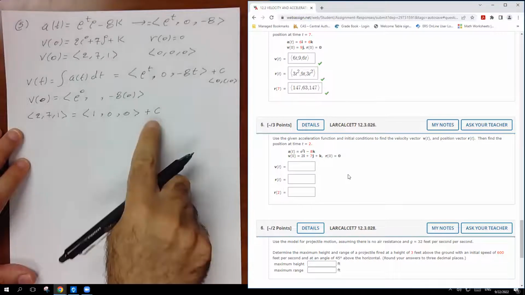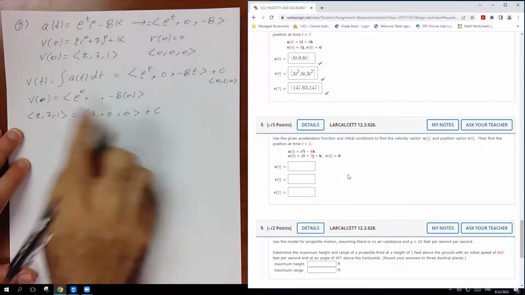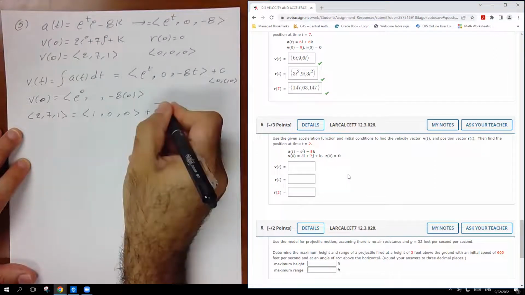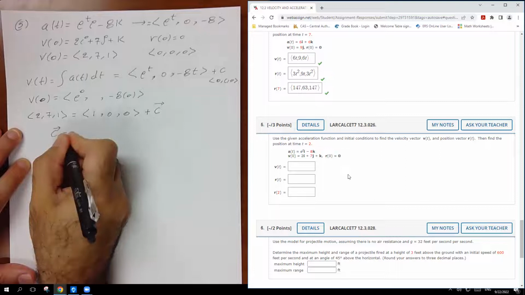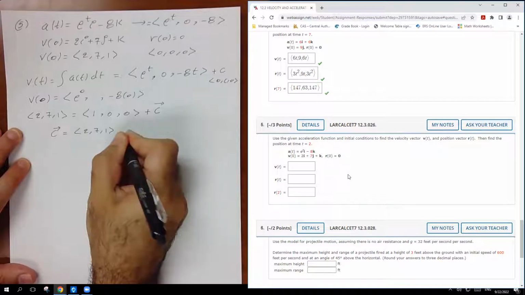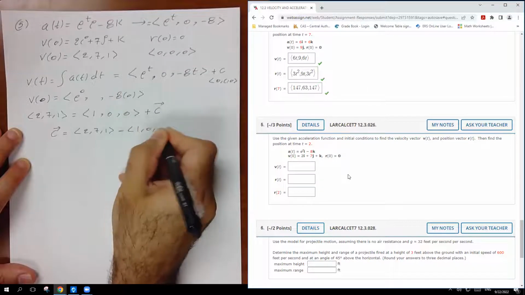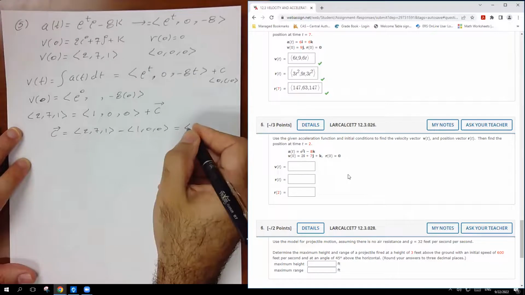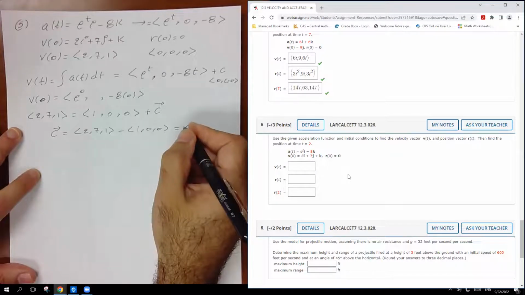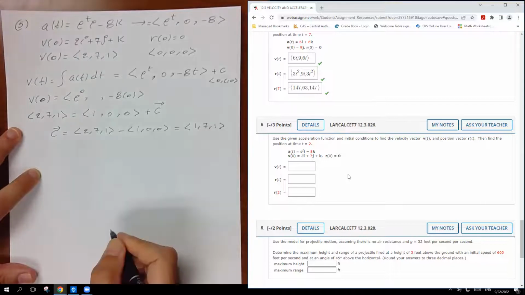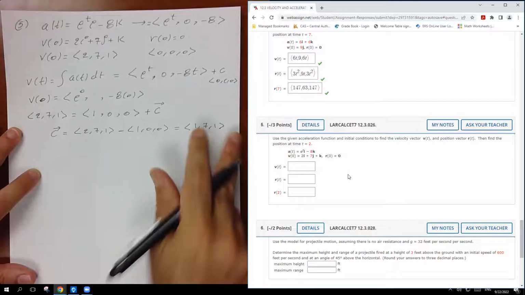So move this vector to the other side. So the c vector is going to be 2, 7, 1 minus 1, 0, 0. And this one, as a c vector, is going to be 1, and here's the 7, and here is 1. We're just going to add this one to our velocity vector.